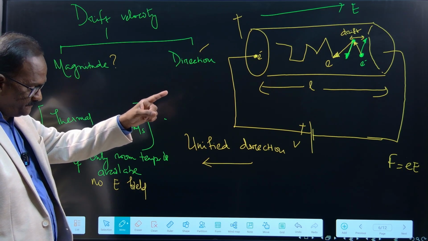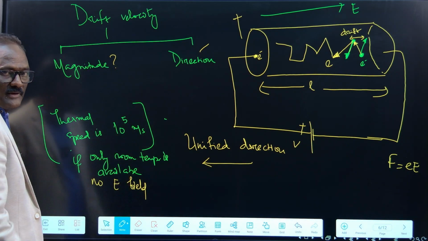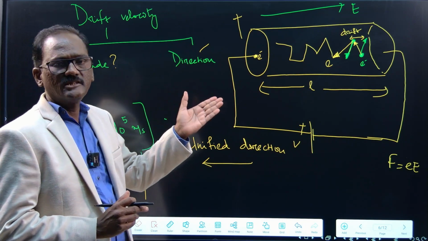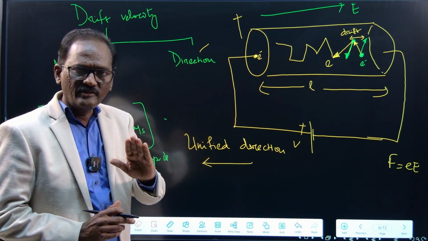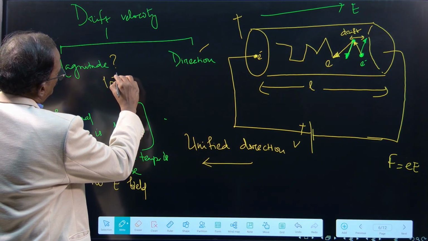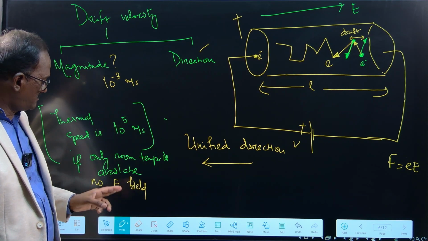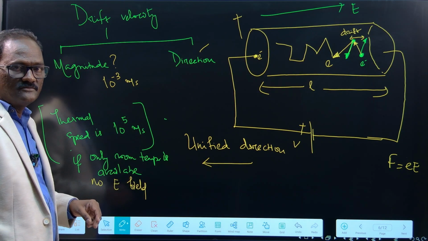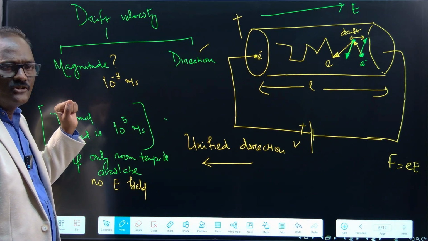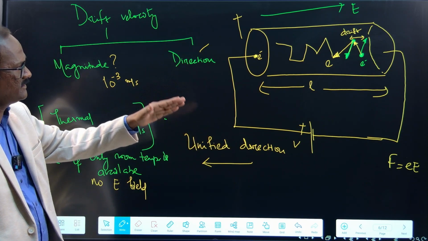But here we have given the E field also. What is the magnitude? Here the magnitude will be very, very low. That is why it is known as drift velocity. It is moving very, very slowly. It will be in the order of 10 to the power minus 3 meters per second. Such a low value. Look at this value. This is 10 to the power plus 5 for only thermal velocities. But here it is 10 to the power of minus 3. So the direction we have seen is only one direction, and how it is obtained, right?